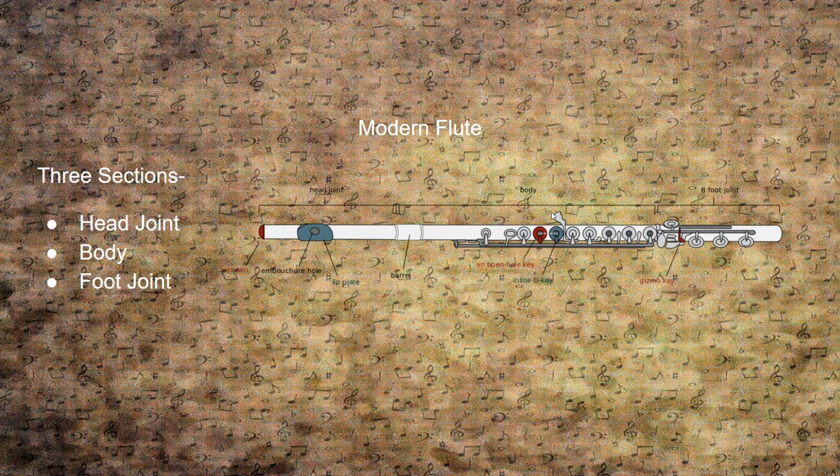Like this key, if you can see the mouse on the screen, is for, what note is it? That's a G sharp, right? You just push that down, makes a G sharp. That note is hard to play on a flute that doesn't have that mechanism.